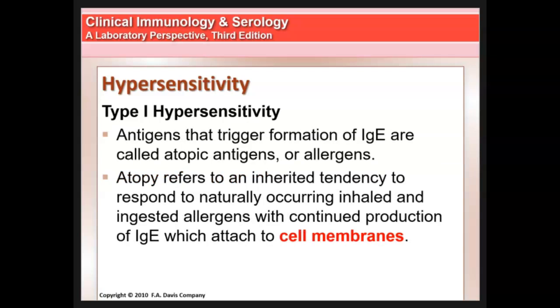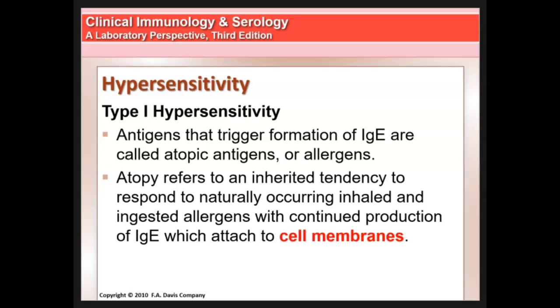Antigens that trigger the formation of IgE are called atopic antigens or allergens. So an atopic antigen is an antigen that triggers IgE, which attaches to basophils and mast cells, releasing histamine and heparin. I've said histamine and heparin several times, and I think that's important. Atopy refers to an inherited tendency to respond to naturally occurring inhaled and ingested allergens, so things that we breathe in or eat, with continued production of IgE, which attach to cell membranes.